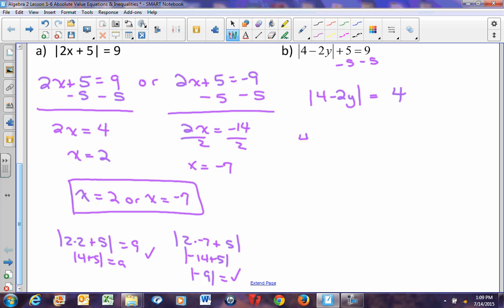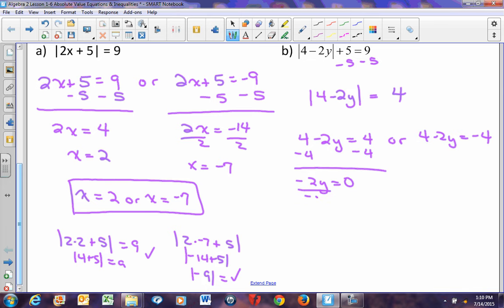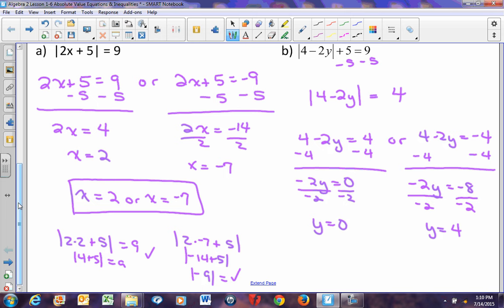So now we can set it up. So 4 minus 2y equals 4, or 4 minus 2y equals negative 4. So subtract 4 here. I get negative 2y equals 0, divided by negative 2, and y equals 0. Or subtract 4 here. You get negative 2y equals negative 8, divided by negative 2, y equals 4. So my answers are 0 and 4.